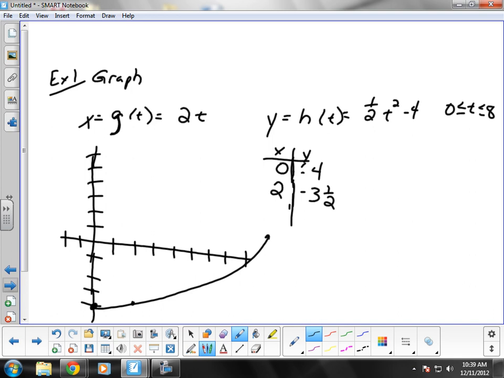Gives you a picture of it on figure 10.3 on page 635 if you'd like to look at all of it. Okay? Any questions about how to plot those points? Do I need to finish it out? All right, let's look at example 2.